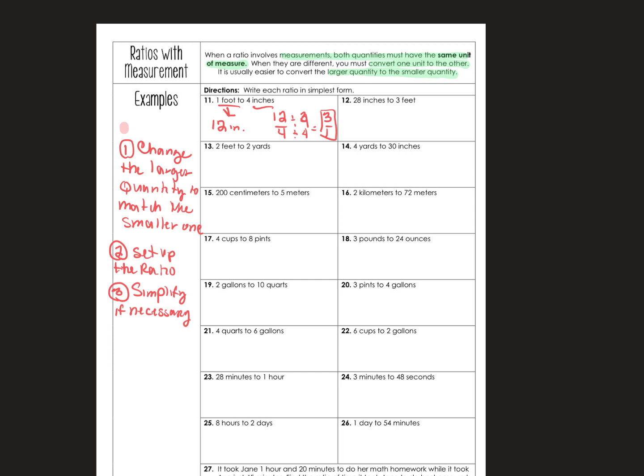Let's do number 12: 28 inches to 3 feet. Again, feet is the larger unit. There are 12 inches in 1 foot, and there are 3 feet. So 12 times 3 is 36, which means this is 36 inches. So it'll be 36 inches over 28 inches. The largest number that goes into both is 4, so we'll get 9 over 7 as our ratio. And that is how you do this.